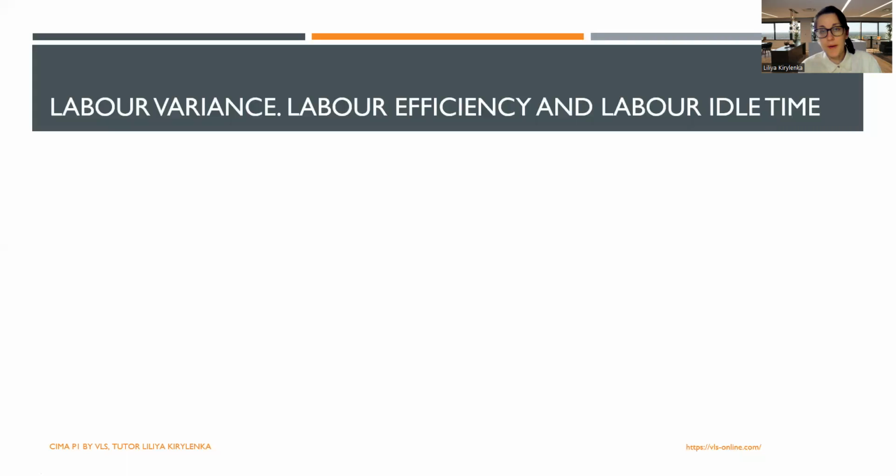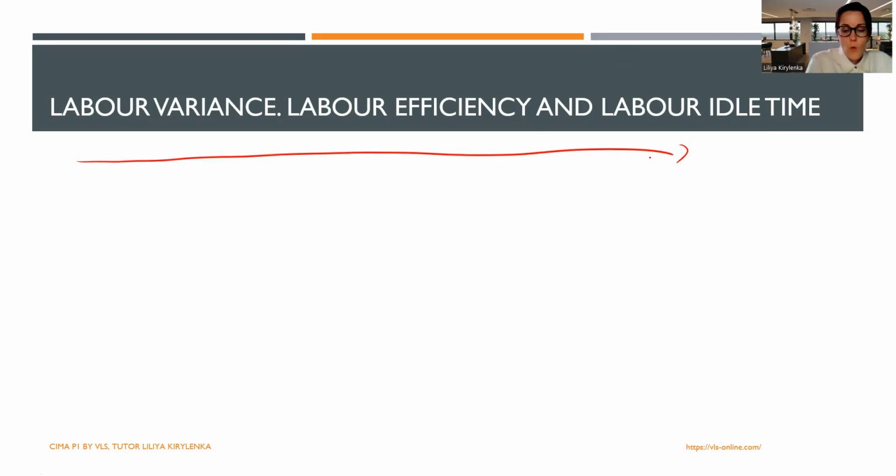Now let's talk about labor volume variance. Actually, there are two variances that relate to volume. How come? Well, if we would spend the budgeted amount of time for each and every operation, then we would get budgeted hours.